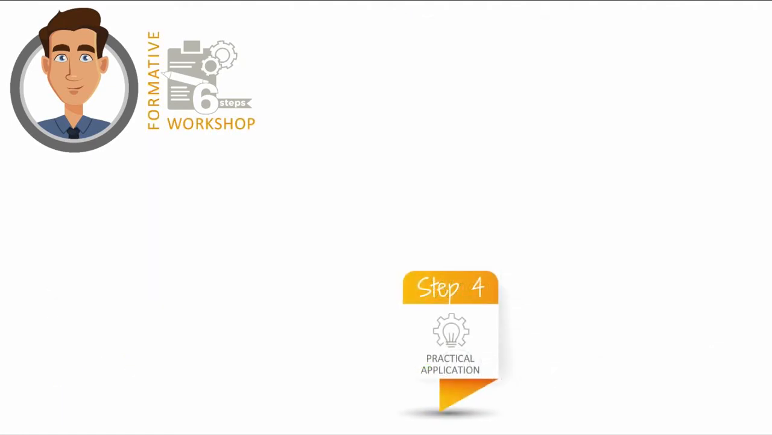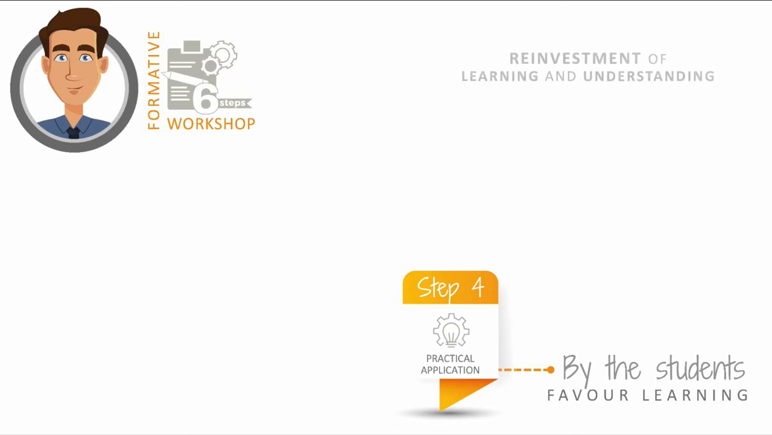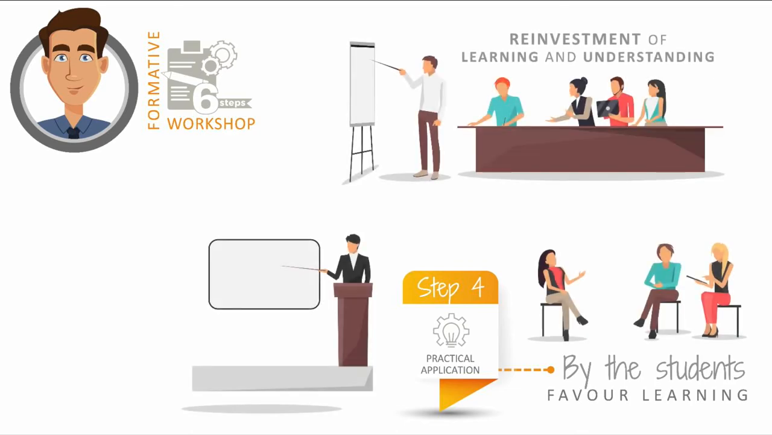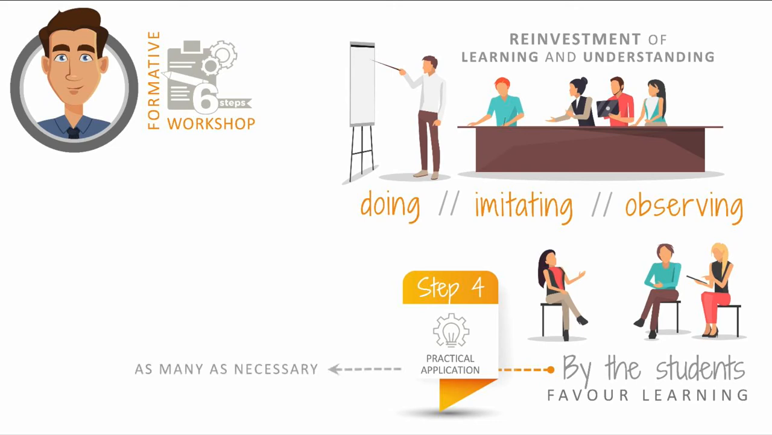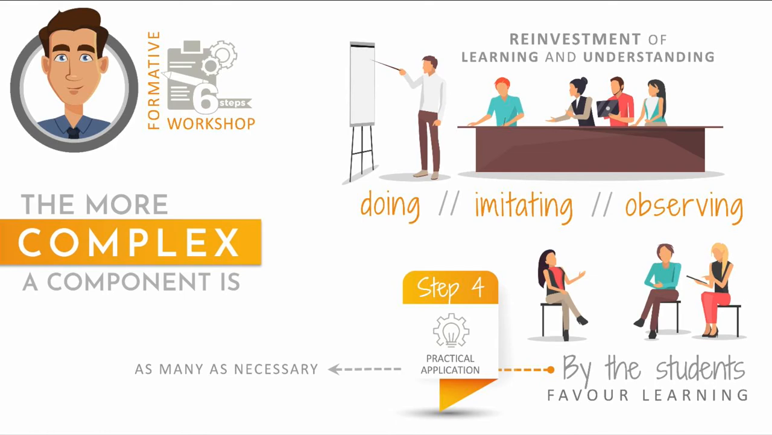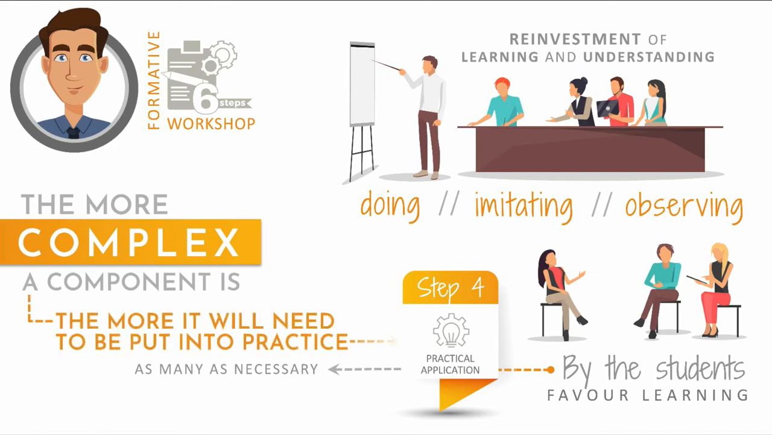Step 4, practical application. To favor learning, students should practice using the component in realistic situations. They may reinvest their learning and understanding in small groups or in a whole class discussion. Please note that not all students need to participate in the activity. Students learn in different ways, by doing, imitating, and observing. The number of exercises or opportunities to practice will depend on students' needs. The complexity of the component is also a factor. The more complex a component is, the more it will need to be put into practice.